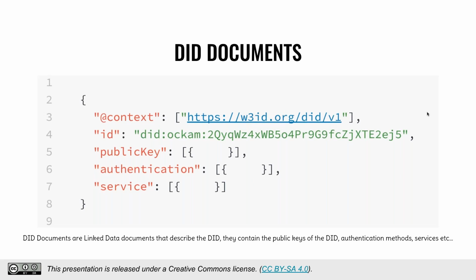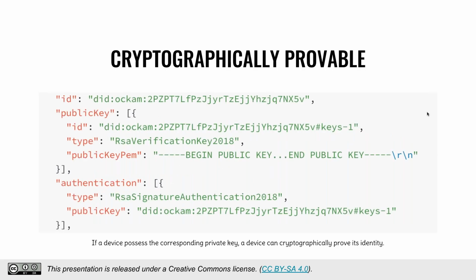This is an incredibly flexible scheme, because once this document is stored on a blockchain, you can rotate and revoke keys without affecting the identity itself. Let's get into that in a second as well. So the first impact you get out of this mechanism is that these identities become cryptographically provable. If you possess the corresponding private key to a public key, you can prove ownership of that identity via whatever authentication scheme is specified in the document.